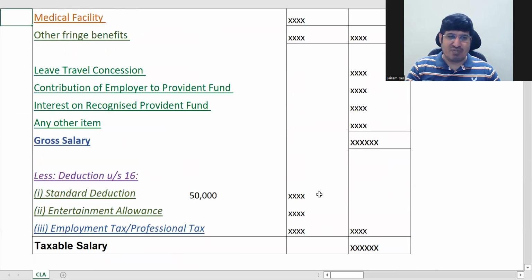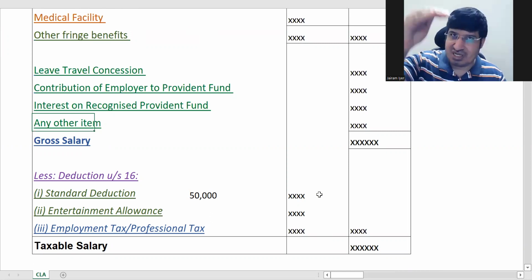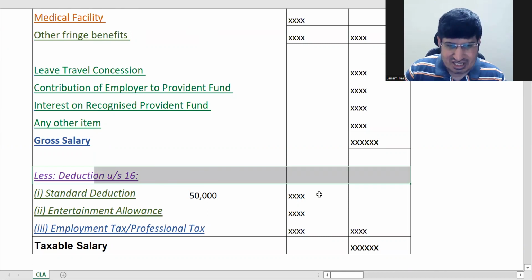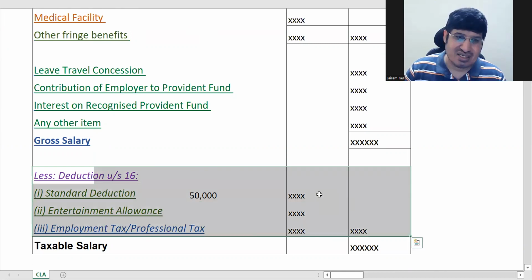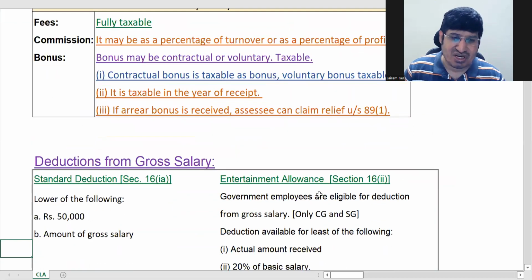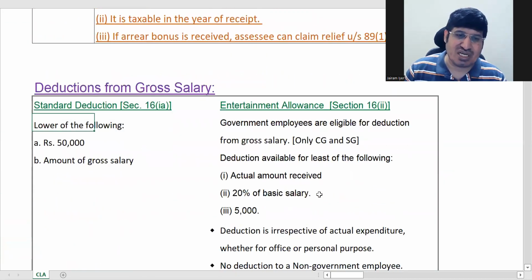अब हम ये जो हमारा प्रोफॉर्मा है इसमें बिल्कुल हमको स्टार्टिंग से चालू करना है. करेक्ट, we have to start from the beginning. Okay, but let us just do it from these deductions because these are there at the end, right? When we ended the pro forma, we saw standard deduction, entertainment allowance, and professional tax. Okay, so let's start our discussion from here. Okay, how it is taxable. So deductions from gross salary.